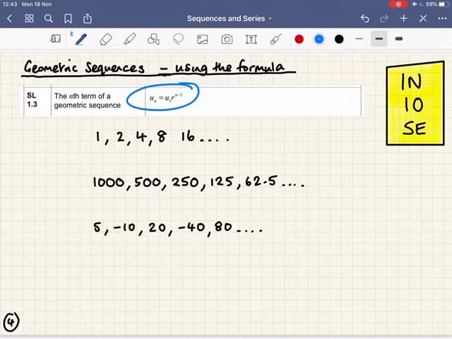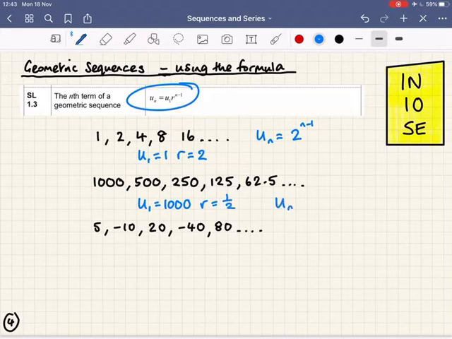So for each of these we can define our rule. In this first one we've got a first term of 1 and a common ratio of 2. So my rule u(n) would be equal to 1, which I won't bother to write, times 2 to the n minus 1. So this is the geometric sequence of 2 to the n minus 1. In this second one, my first term is 1,000 and my common ratio is a half. So my nth term rule would be u(n) equals 1,000 times the common ratio, a half, raised to the power of n minus 1.